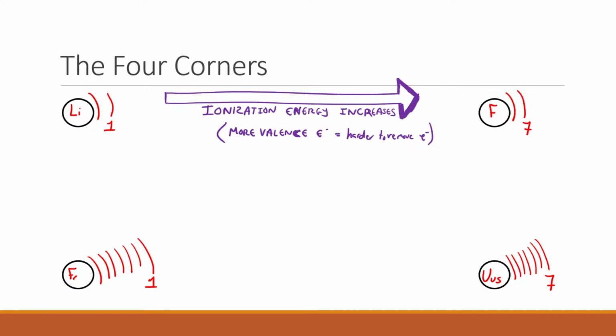Now we know that both lithium and francium have low ionization energies, but one of them is going to be lower than the other. One of these elements holds onto its electrons more strongly than the other. Which one of these two, lithium or francium, holds onto their electrons more strongly? And why?